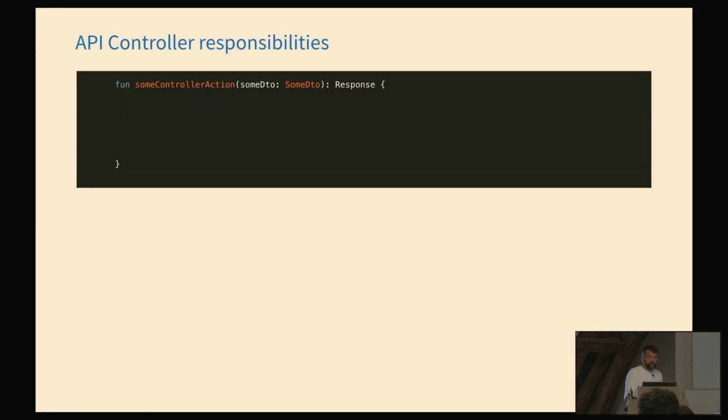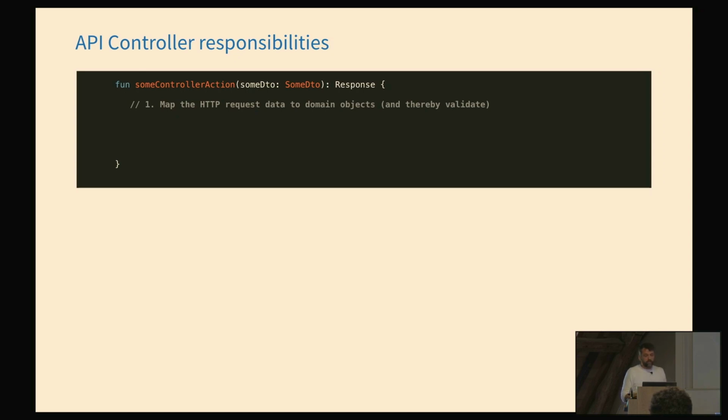A final benefit of going in this direction is that we can have some really clean controller methods. These are the methods in our REST API. Often when I'm reviewing code, I see these methods have lots of different stuff: ifs and elses, all kinds of validations, and it's super hard to read them.